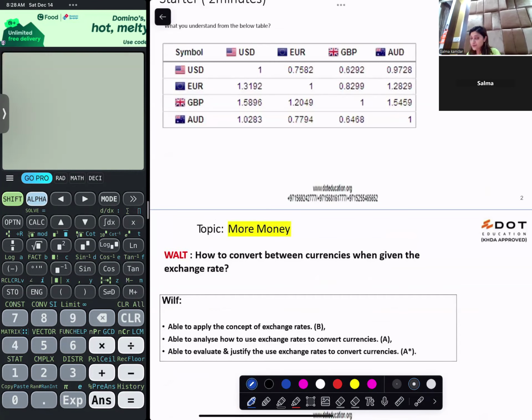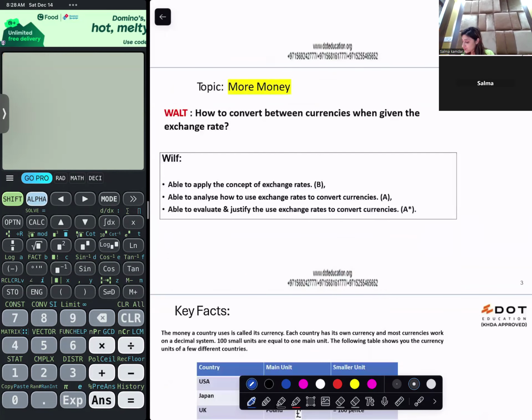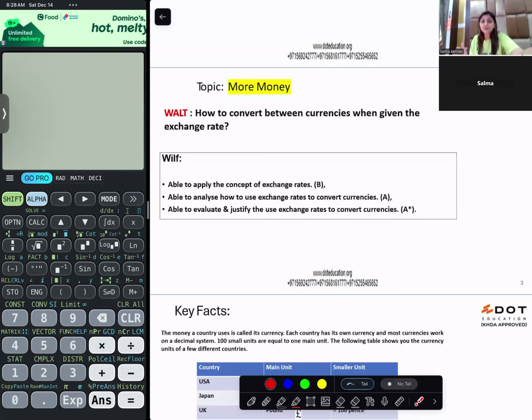The main thing that we are going to focus on here is how to convert between currencies when we are given the exchange rates. You should be able to apply the concept of exchange rates, use an exchange rate to convert currencies, and justify why you have used a particular rate.